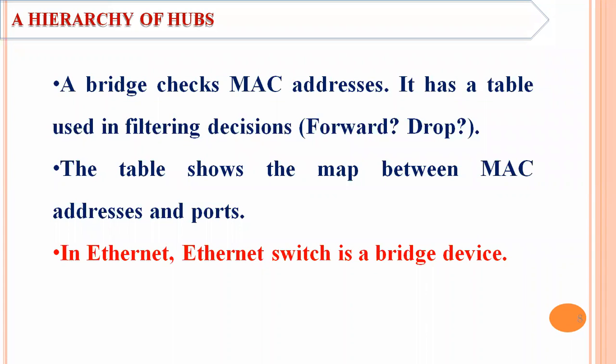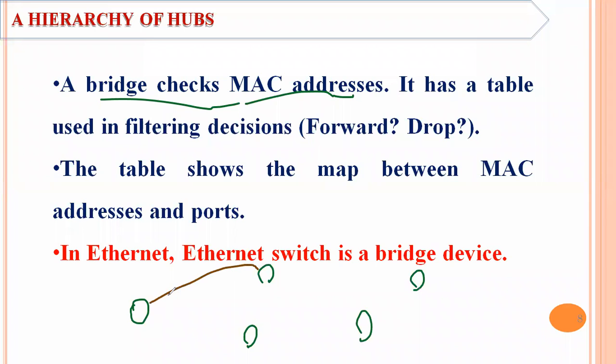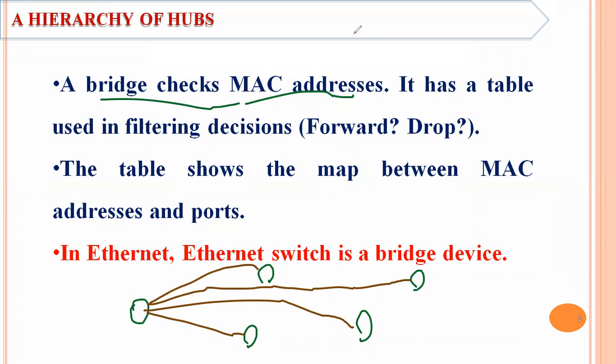So then the bridge between the hubs can check the MAC addresses. Now suppose this is the system, these are the systems, and they are connected with each other with this hub, and similarly like this they are connected with each other, and we have the systems like 1, 2, 3, 4.